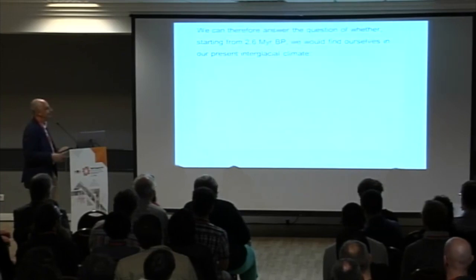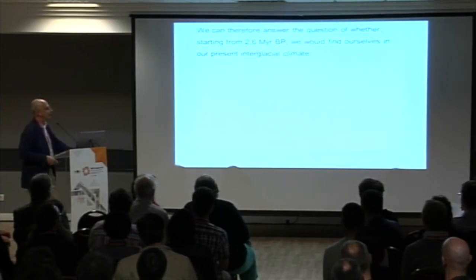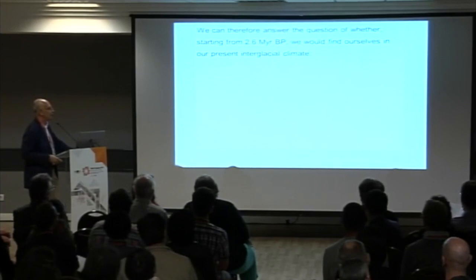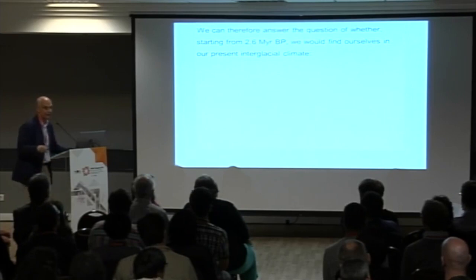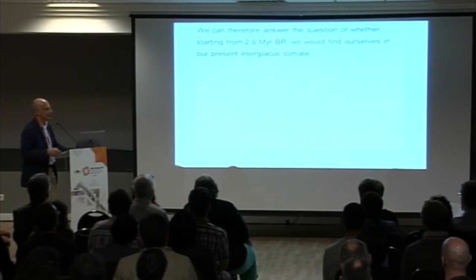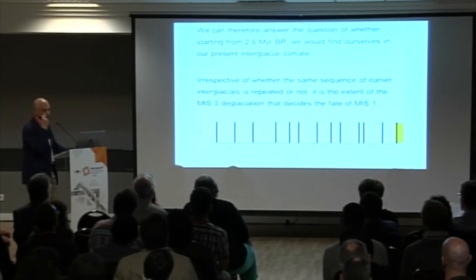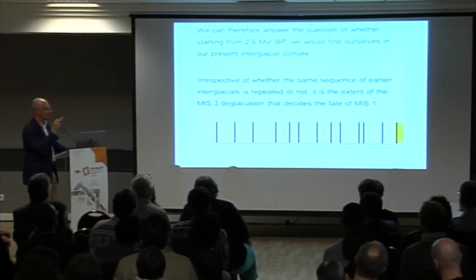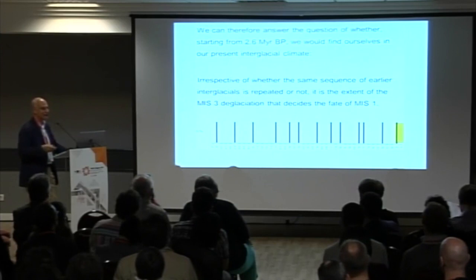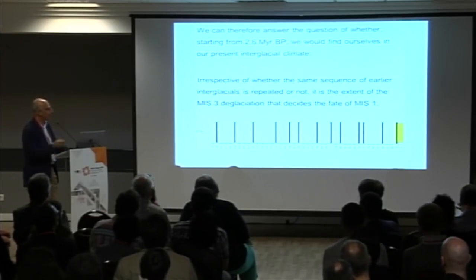So therefore, we can now finally answer a question that Eric Wolff posed some time ago, whether, starting from 2.6 million years ago, we would find ourselves in an interglacial today. And the answer is, it depends on the history of stage 3. It's the extent of deglaciation in stage 3 that decides the fate of stage 1. And that raises some interesting counterfactuals regarding human history, but that's another talk.